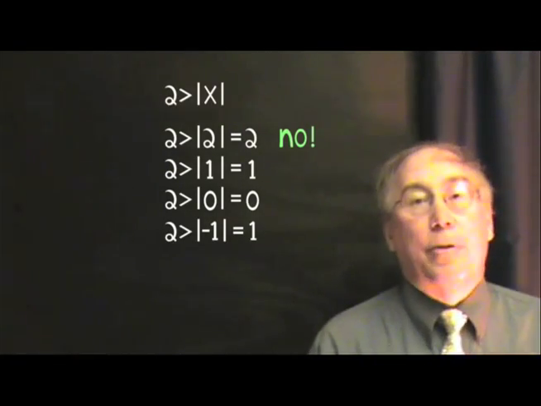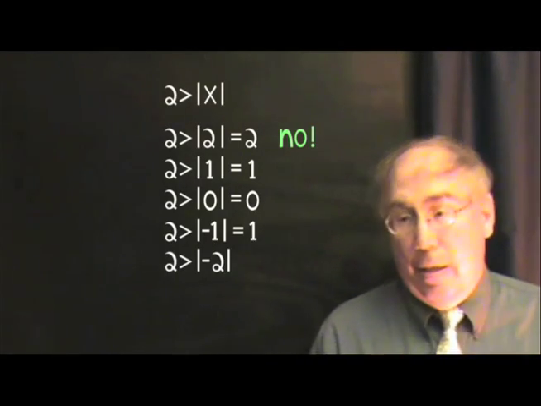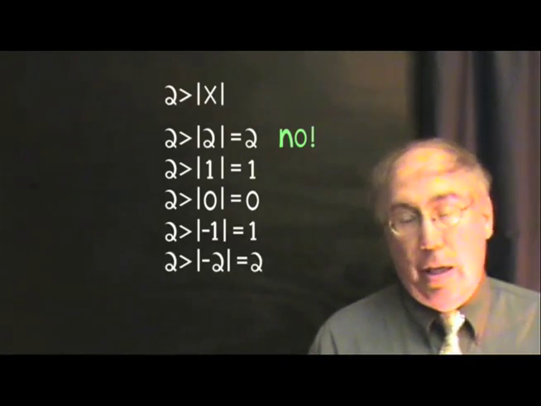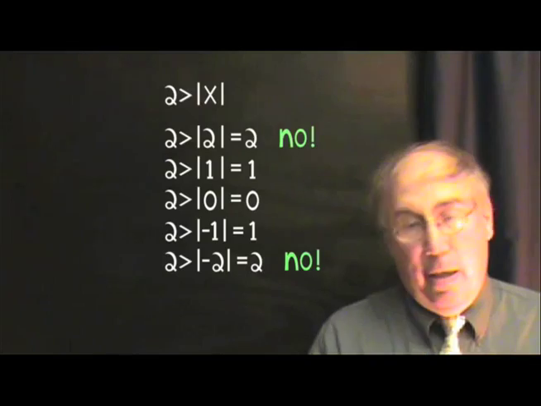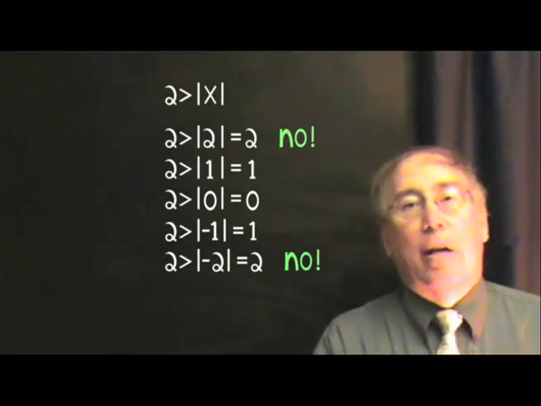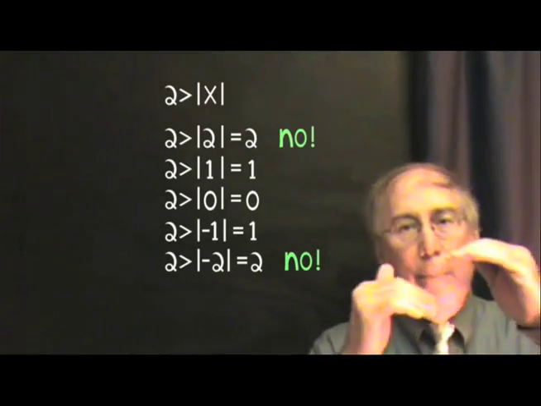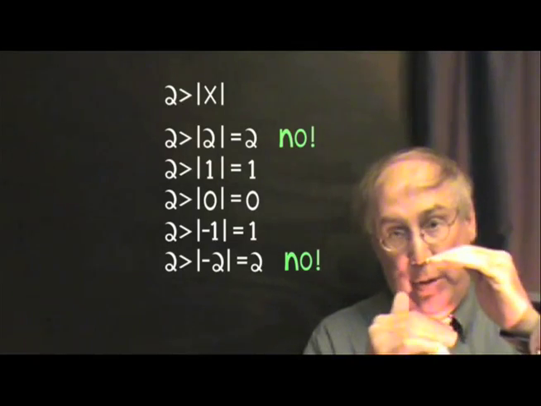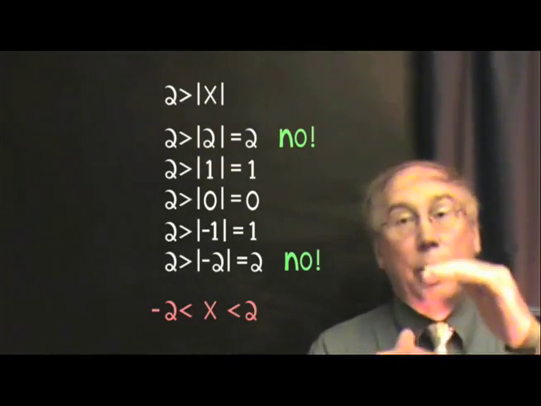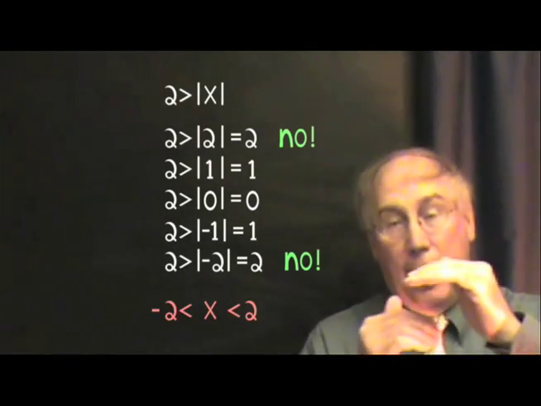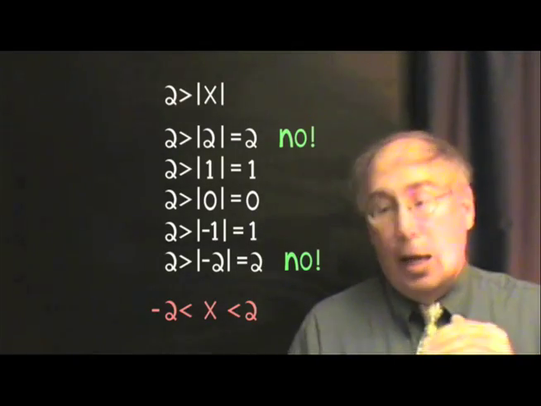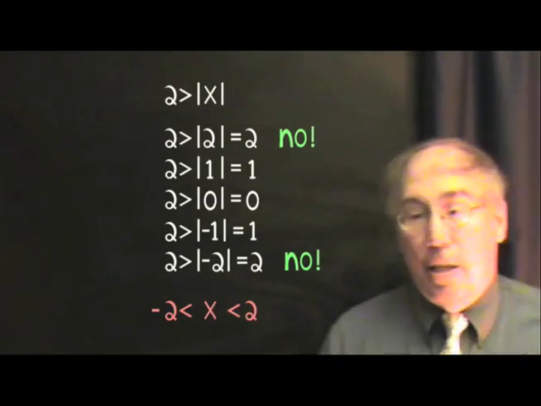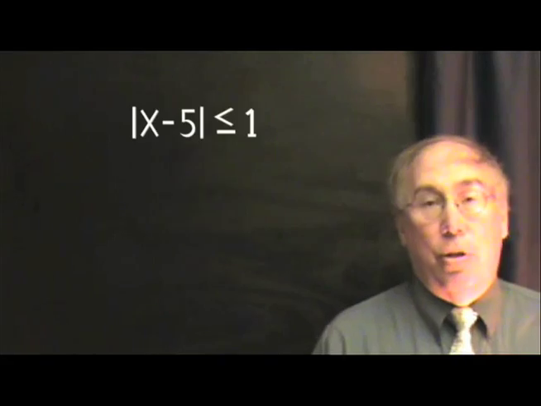Now let's try the absolute value of negative 1. That's 1, which is less than 2. Absolute value of negative 2, that won't work. So there seems to be a boundary region here that's going to work, values of x that are between 2 and negative 2. So we get x is between negative 2 and 2.